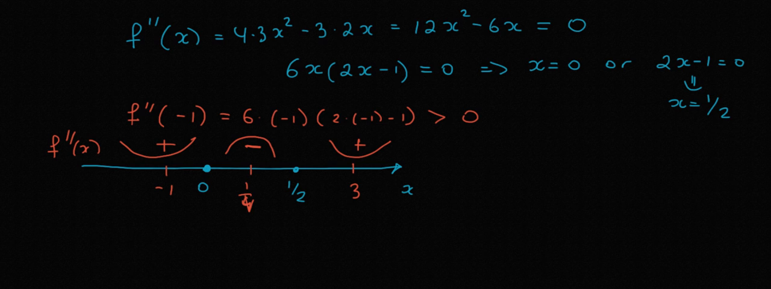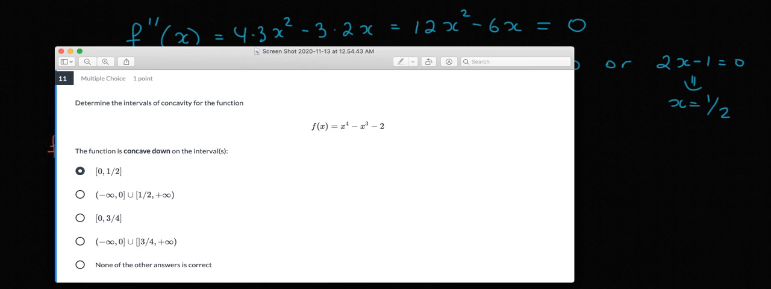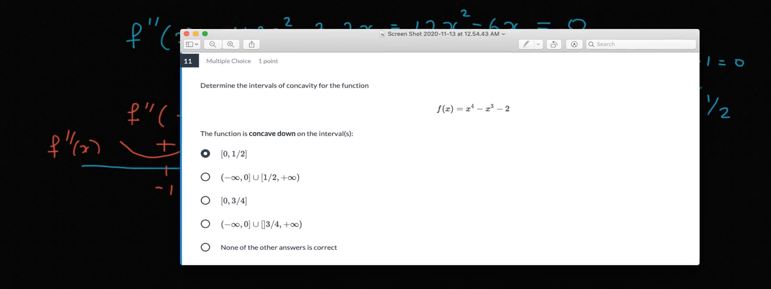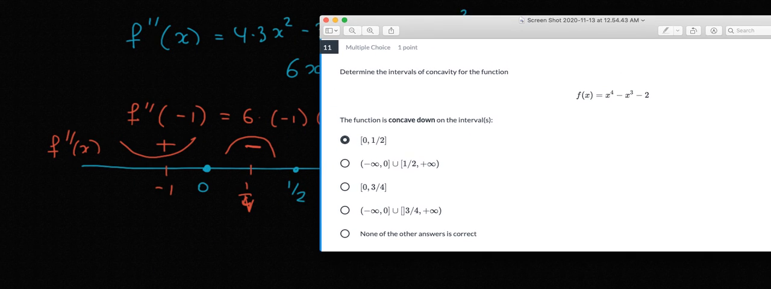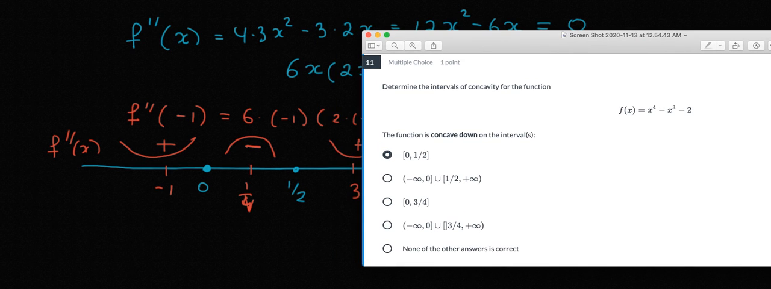Now, let me look up what exactly the problem was asking. The problem is asking to determine where the function is concave down, and so we just did that. We determined that the function is concave down between 0 and 1/2. So the correct answer choice is the interval from 0 to 1/2.